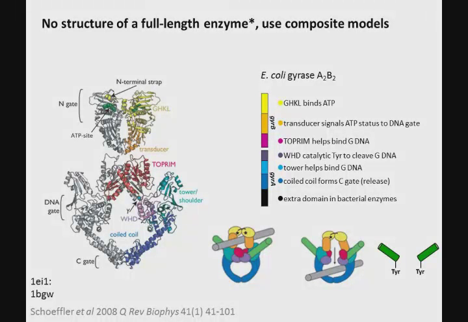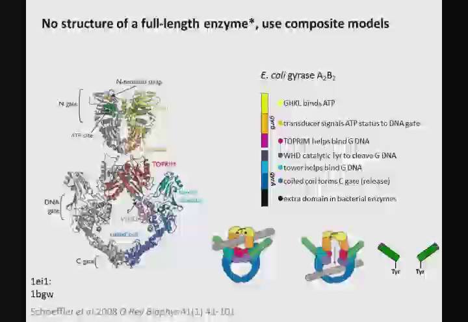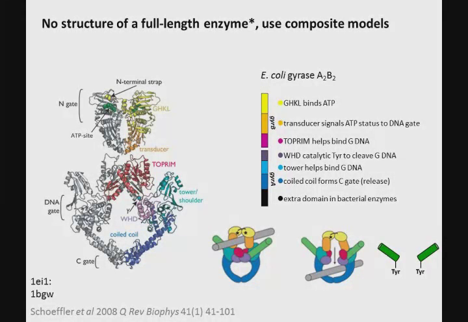At the waist, you've got this domain in red, which binds that initial G piece of DNA that's bent. The bending and binding is helped by this shoulder region here, called the tower region. And then the bottom cup is formed of this winged helix domain in purple and this coiled coil in blue that closes at the bottom of the gate. There's an extra domain down here in certain family members. We don't know what that does.